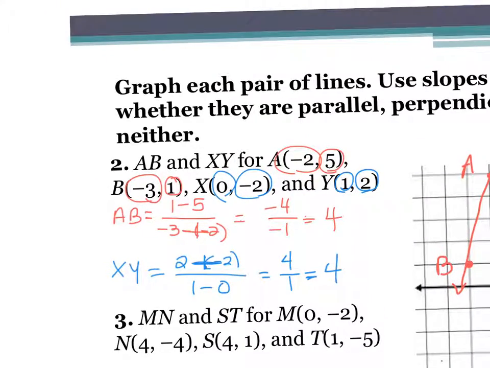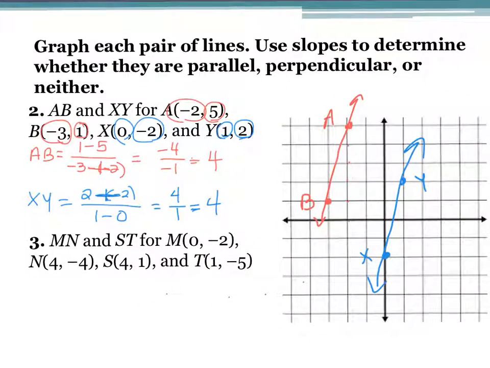So what's the relationship between these two lines? Good. AB is parallel to XY.